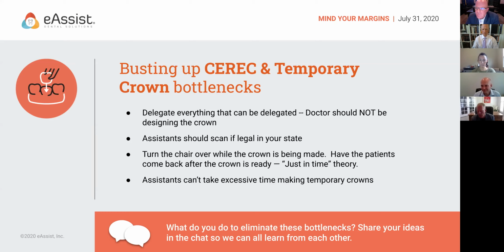I'm curious because I'm the only CEREC user on the panel. I'm curious if there are other ideas out there. If you have them and you're a CEREC user, even though we move on to the next one, I'd still be interested to see what you do to fix that bottleneck.